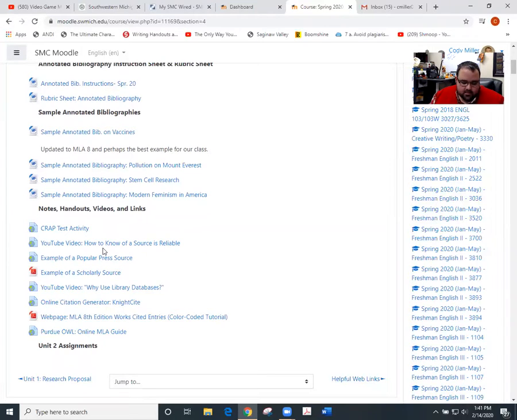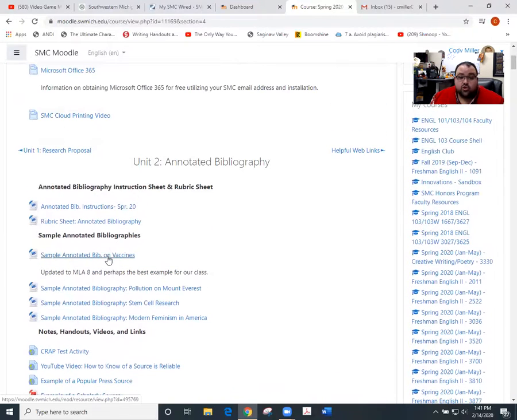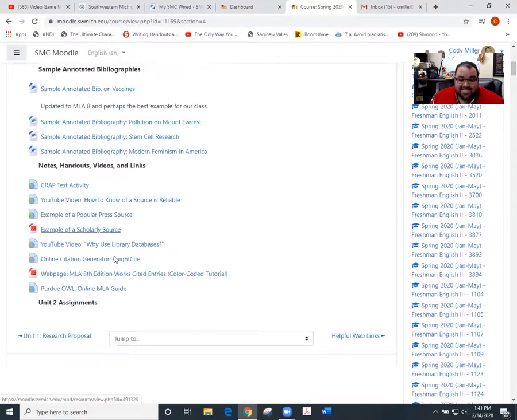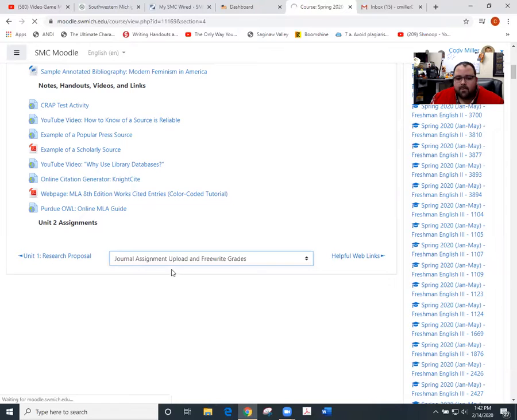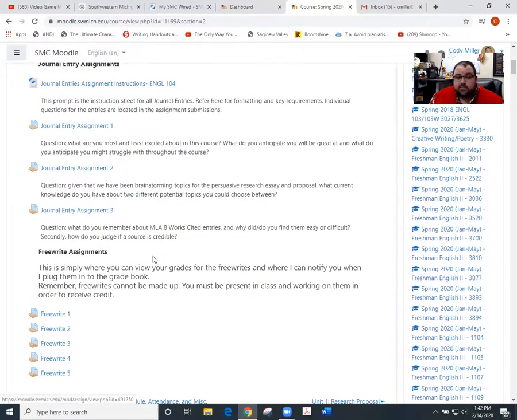Along with that, we did have the Journal 2 posted that got us thinking along the lines of the annotated bibliography. So if we jump to the journal assignment area, for my Wednesday classes, this comes due next Wednesday. For my Thursday classes, this comes due next Thursday. So you'll see here, journal entry assignment 3. What do you remember about MLA works cited entries, and why do you find them easy or difficult? And then second, how do you judge if a source is credible?